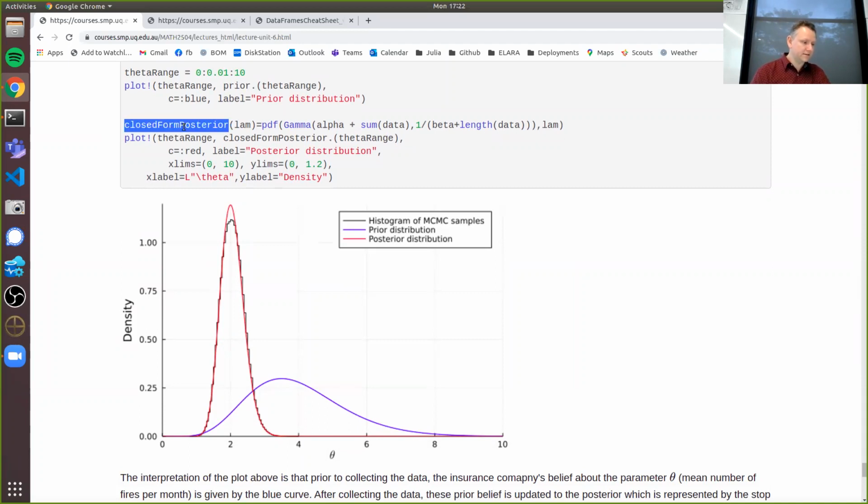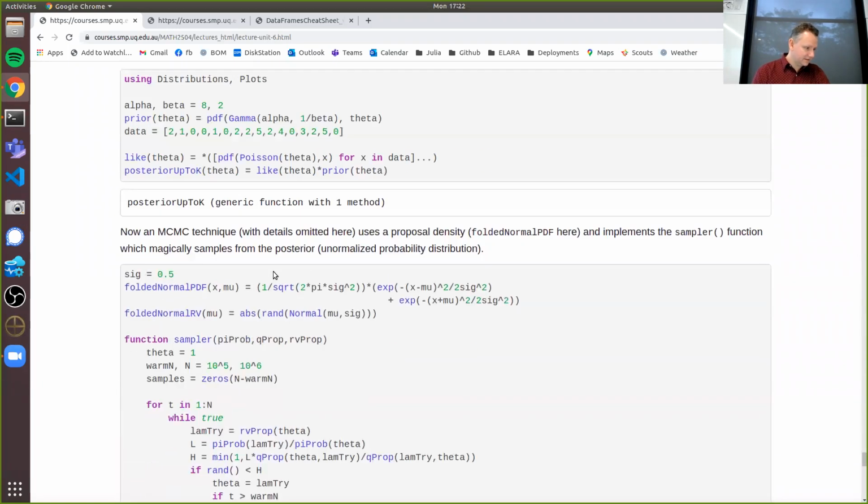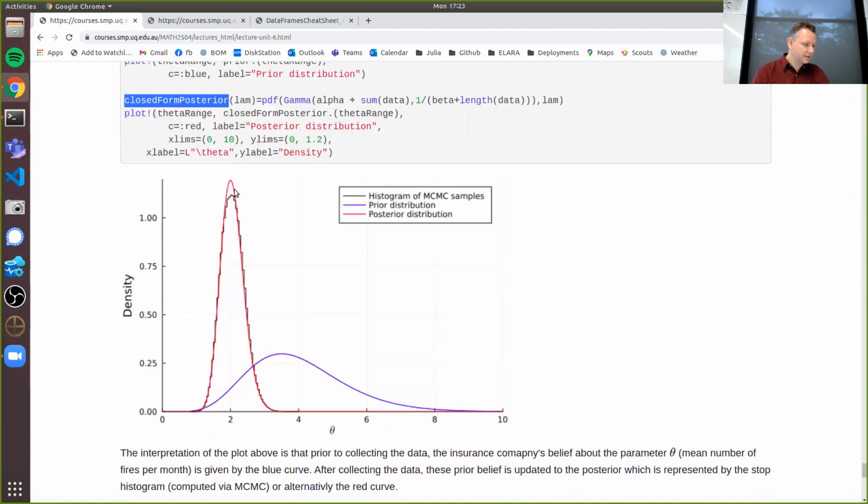Okay, so beforehand our prior was this blue curve. We thought there were quite a few fires happening per month. From our measurements of the last year or whatever, we got some smaller numbers, and we can fit a gamma distribution to that data if we wished, which would be the red curve.